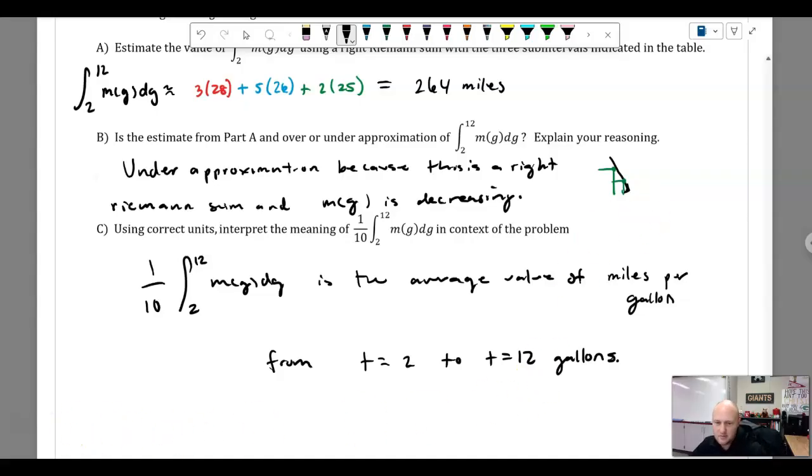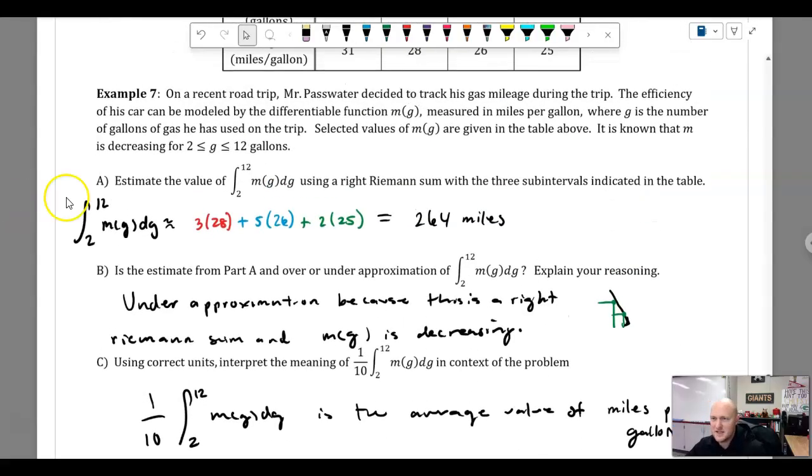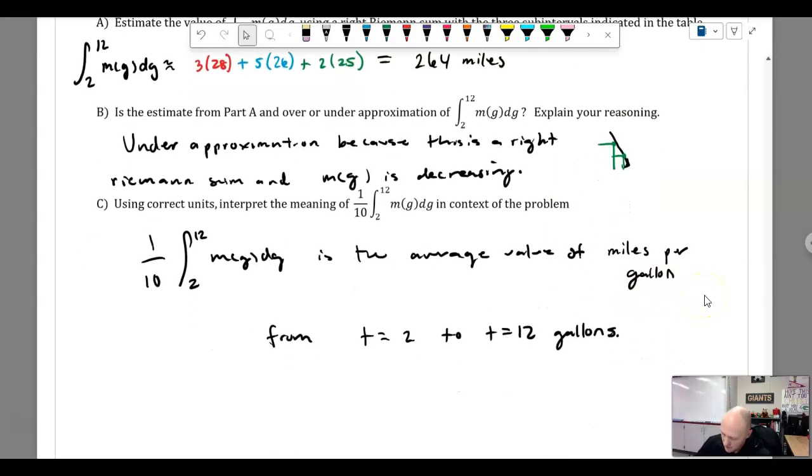Okay, let me see. Okay, so I had to look it up. Fuel economy. I guess up here it says the efficiency of his car can be modeled by a differentiable function m of g. Average value of fuel economy. I think that's fuel economy. But yeah, it's your MPG, right?